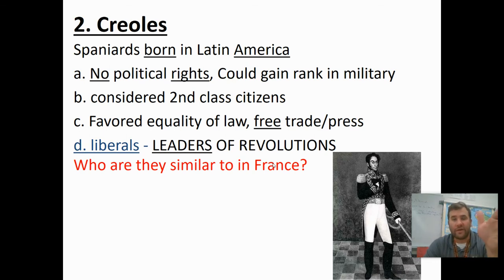Isms. If you think about isms, these people are on the left. I know I gave it away. They're the liberals. They're the ones who wanted liberty. They're the ones that wanted to lead revolutions. They wanted to make change because the times they are changing in Latin America. And the group they are similar to, remember that group that was educated but didn't have political power? They were similar to the bourgeoisie, okay? Just like the bourgeois, they wanted power that they did not already have.